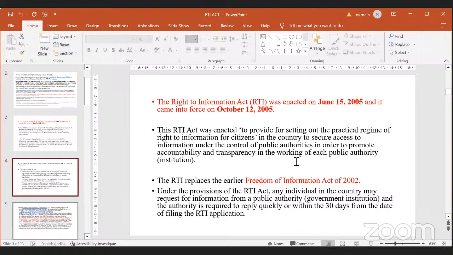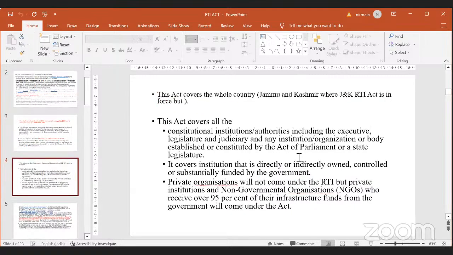So if you see the RTI Act, these are the organizations or institutions that are under the purview of the Right to Information Act. So all those constitutional institutions and authorities, including the executive, judiciary, legislature, and any other institution, organization or body that is established or constituted by the Act of Parliament or a state legislature, are under the purview of the Right to Information Act. And it also covers, directly or indirectly, any organization that is owned, controlled, or substantially funded by the government.